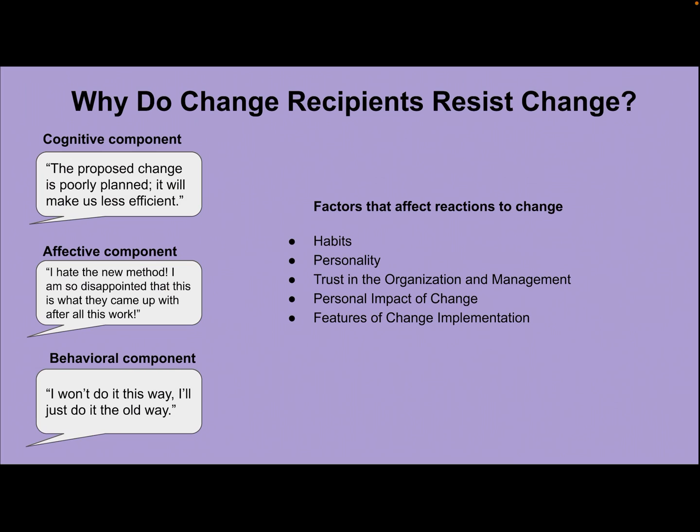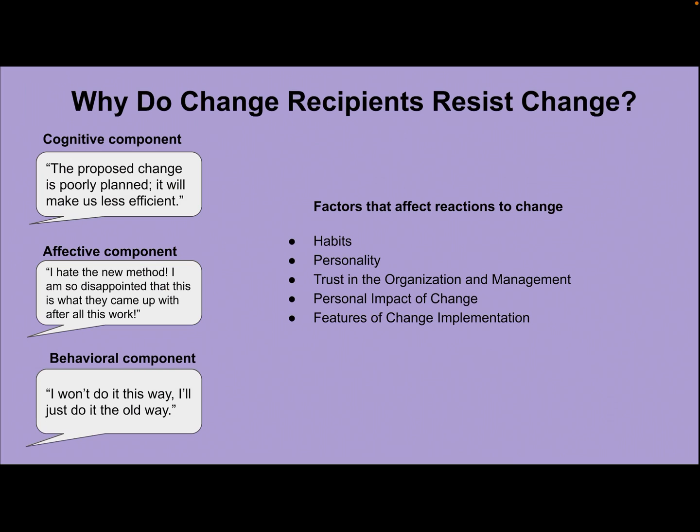And then comes the behavioral component. I won't do it this way. I'll just do it the old way. These are ways that recipients resist change. They resist it by saying they don't like it. They resist it with their emotions. They resist it by refusing to do it.